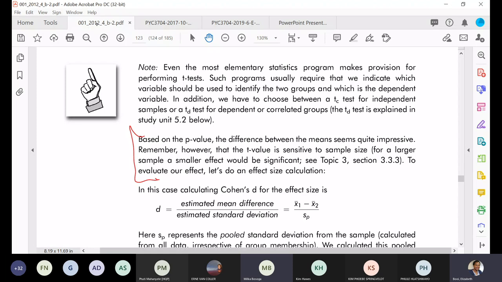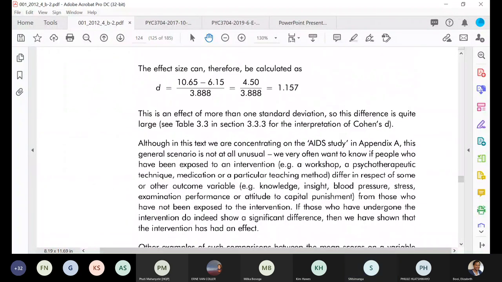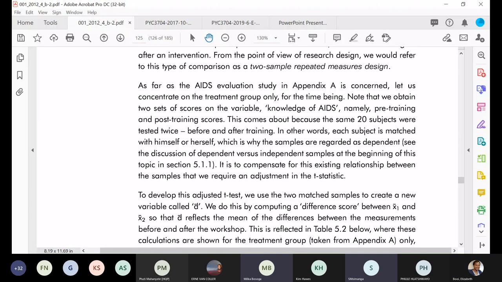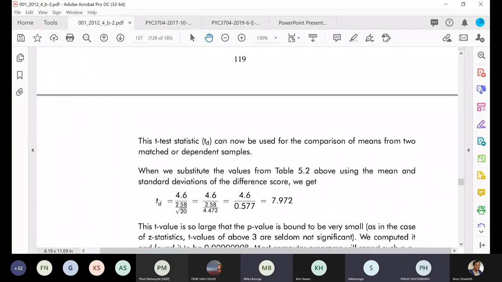So it just says, based on the p-value, the difference between the means seemed quite impressive. Remember, however, that the t-value is sensitive to sample size. For a larger sample, a smaller effect will be significant. See topic 3, section 3.3.3. I don't know if whatever is on page 120 is going to help us. Let's see, 120, the first paragraph after the formula.